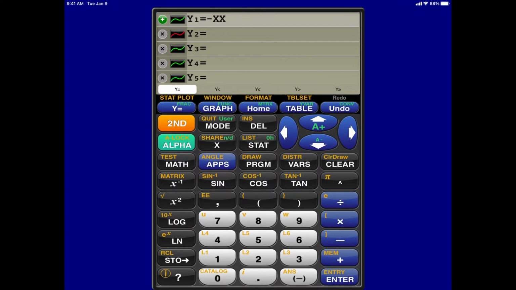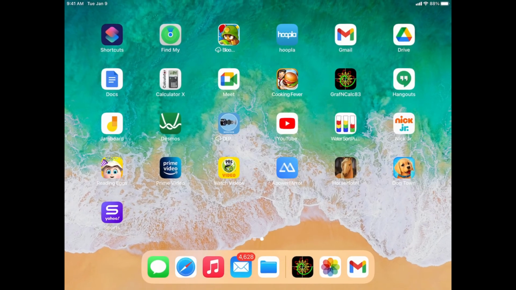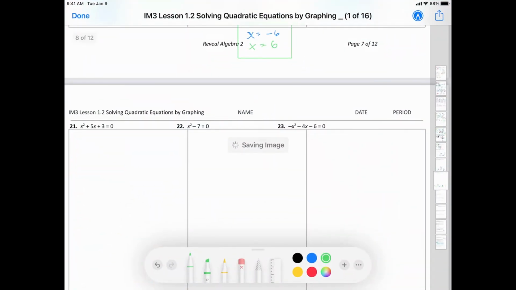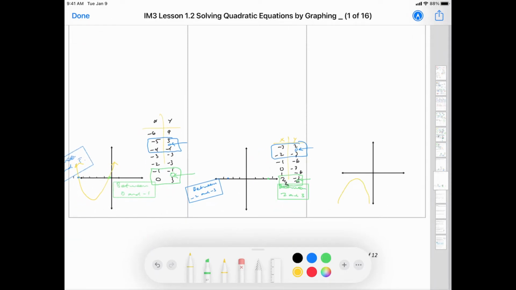Negative x squared minus 4x minus 6. Let's graph it. Question: if you zoom in or out, will it ever cross the x-axis? The answer is never. So if your graph looks like this, it's never going to cross the x-axis. So we would say no real solution. And that is your answer for number 23.